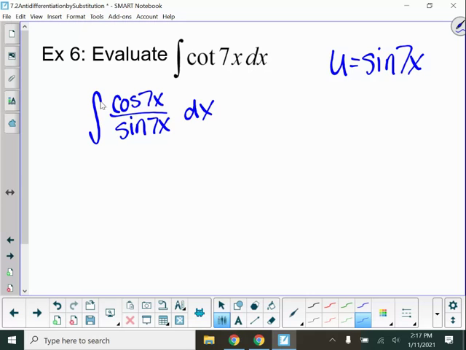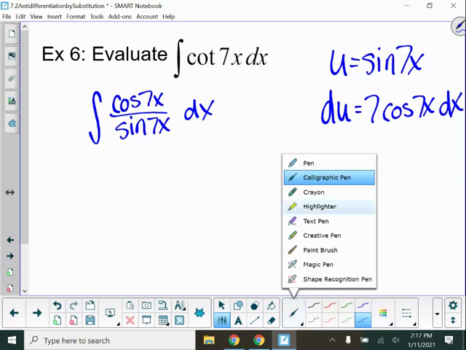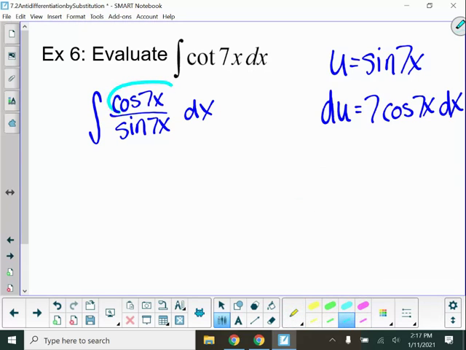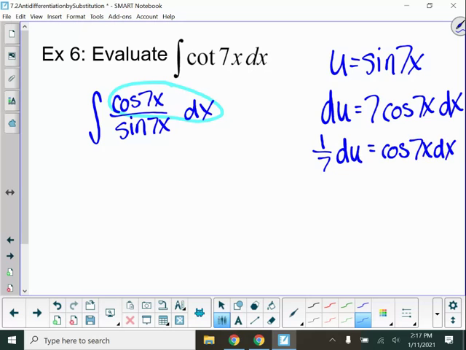So u is equal to sine of 7x, du is going to be 7 cosine of 7x dx, because it would be cosine of 7x and then times the derivative of 7x, which is 7, so I can put that 7 out in front. And again, I have the cosine of 7x dx in the top here. So I have that up here in the top, but I don't have the 7, so I need to move that 7 over. So this is going to be 1/7 du is equal to cosine of 7x dx.